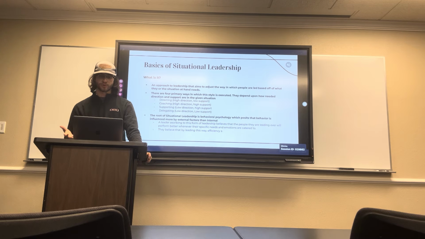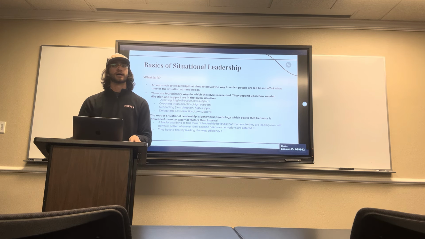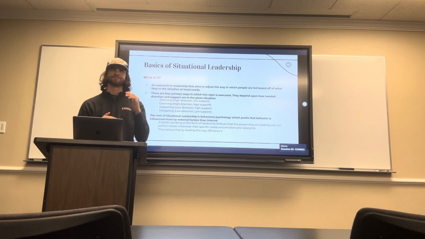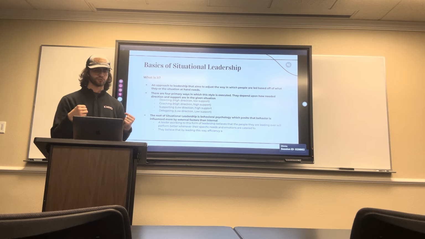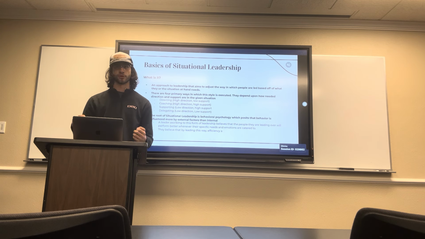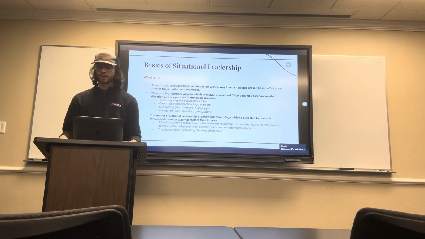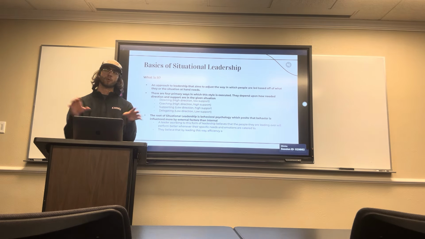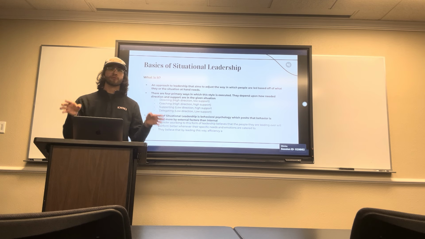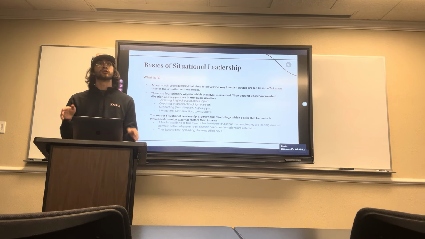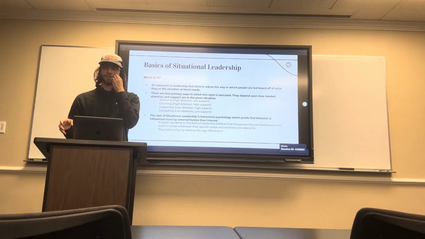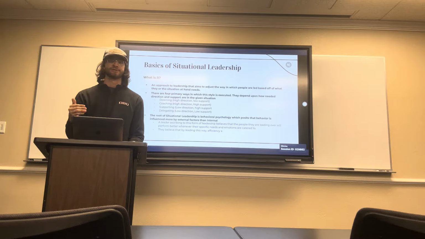Second, there's coaching, which is high direction, high support. The difference between directing and coaching is just that there is more support involved. The leader is much more hands-on with the group that they're with. Instead of being more of an overseer, more like an administrator, it's hands-on, but still efficiency driven.